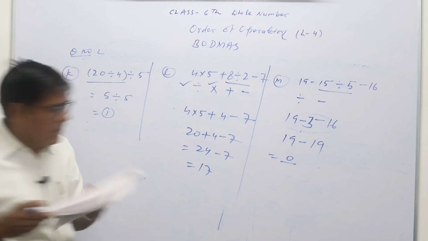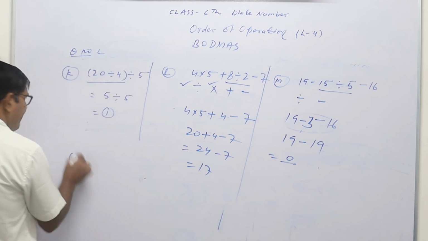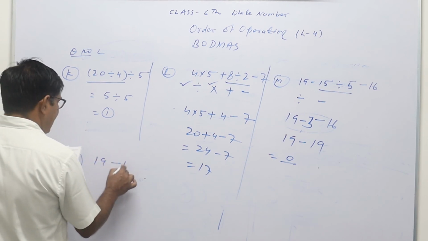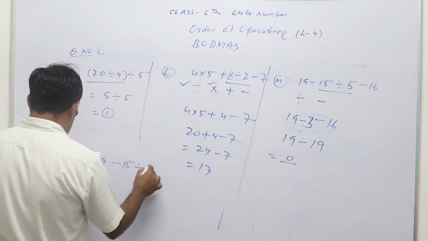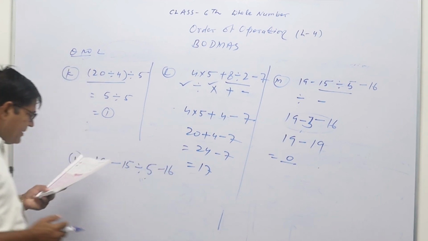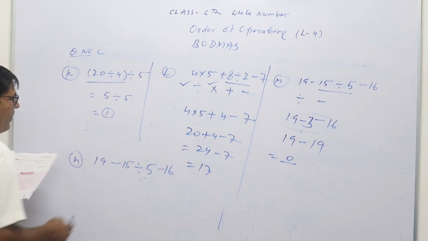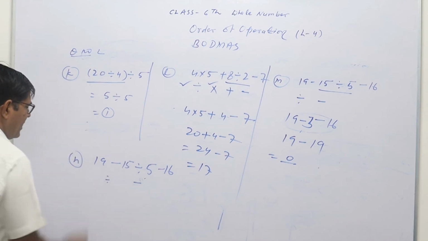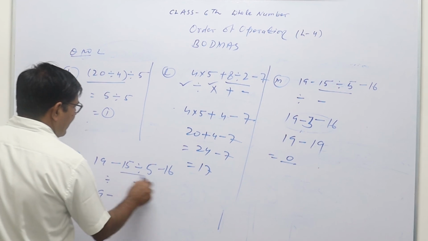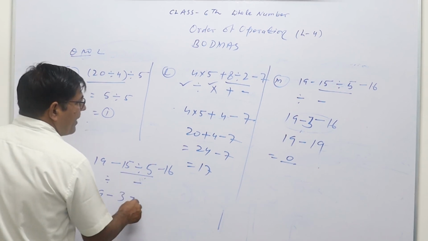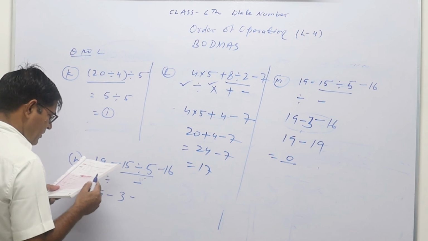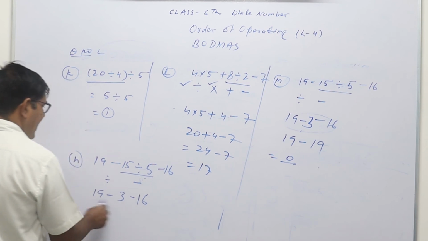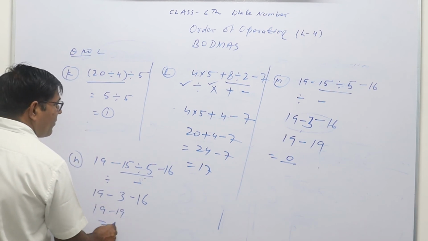Then last question number N. N is 19 minus 15 divided by 5 minus of 16. So there are two operations, division and subtraction. So first we will divide, then we will subtract. So 19 minus 15 divided by 5, that is 3 minus of 16. So 19 minus 19, it will be equal to 0.